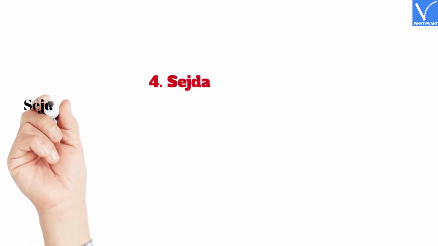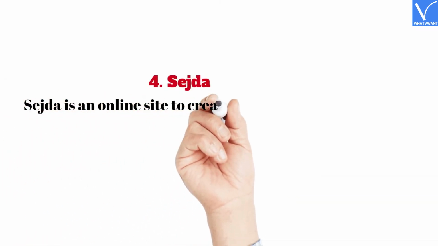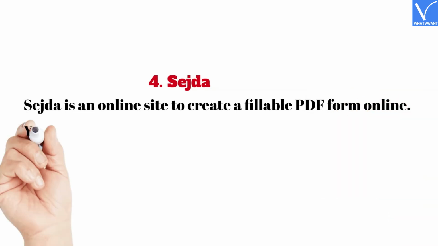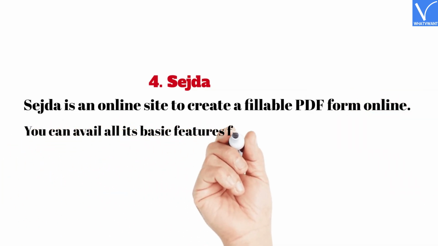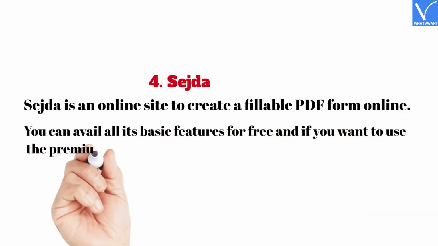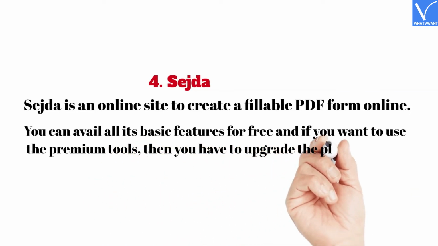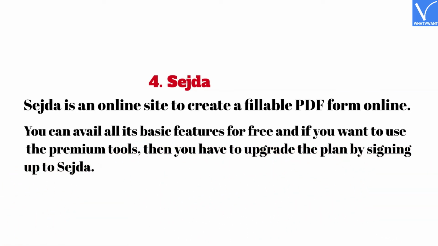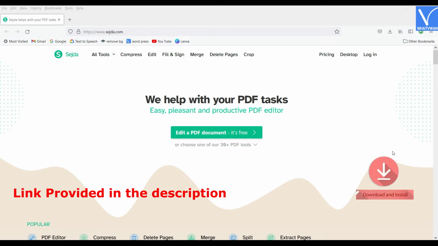That's it. 4. Sejda. Sejda is an online site to create a fillable PDF form online. You can avail all its basic features for free, and if you want to use the premium tools, then you have to upgrade the plan by signing up to Sejda. Visit the official site of Sejda, link provided in the description.